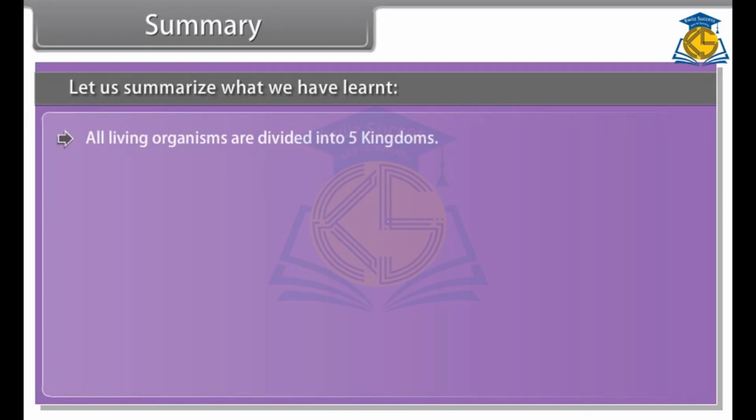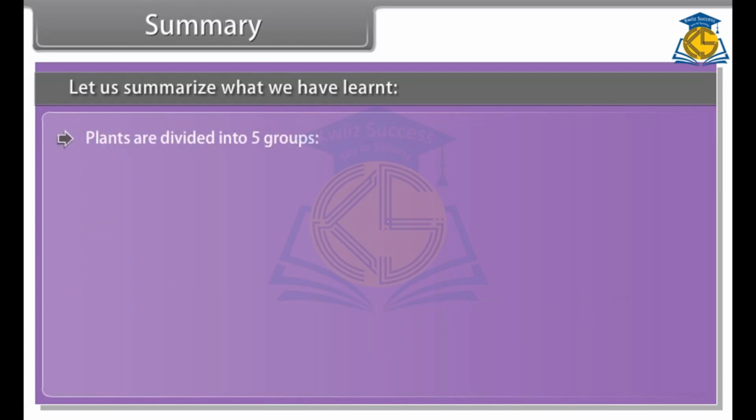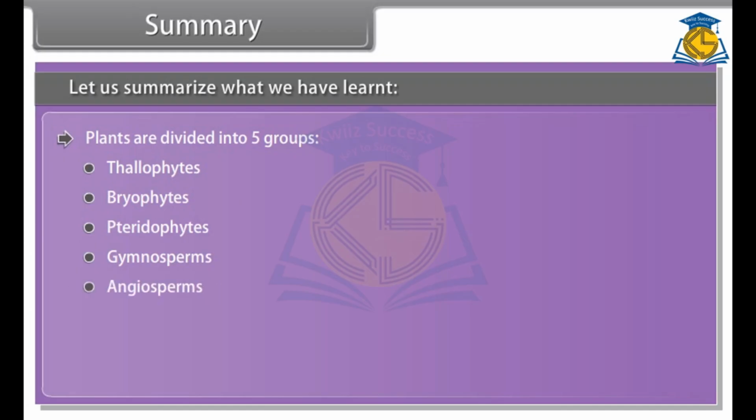All living organisms are divided into 5 kingdoms: Monera, Protista, Fungi, Plantae, and Animalia. Plantae and Animalia are further divided into subdivisions on the basis of increasing complexity of body organization. Plants are divided into 5 groups: Thallophytes, Bryophytes, Pteridophytes, Gymnosperms, and Angiosperms.